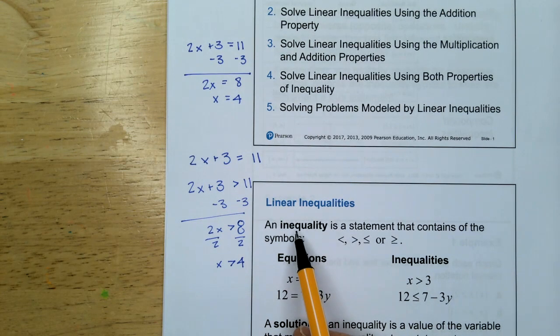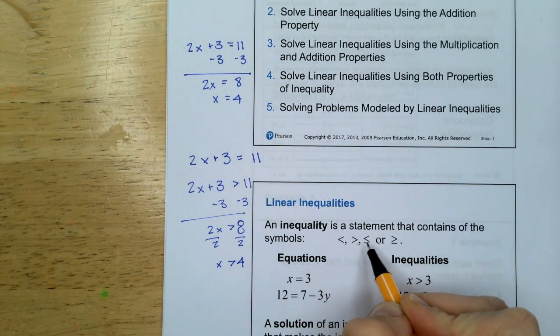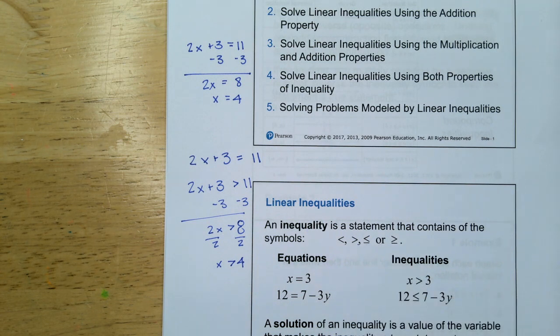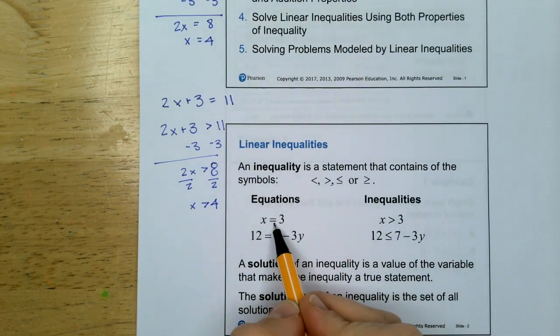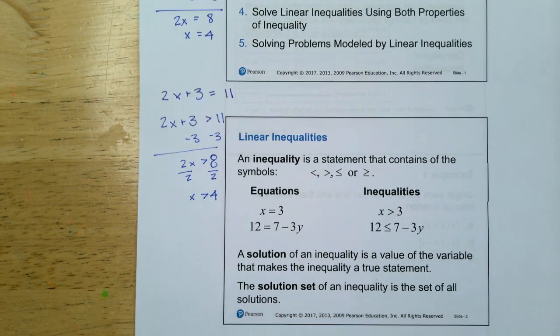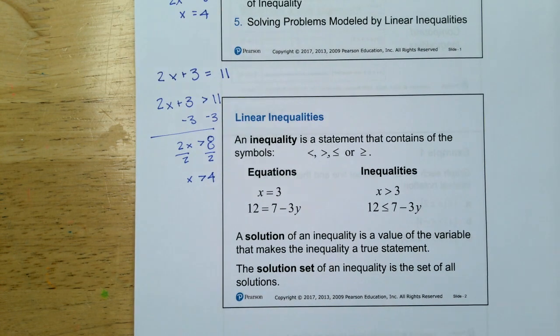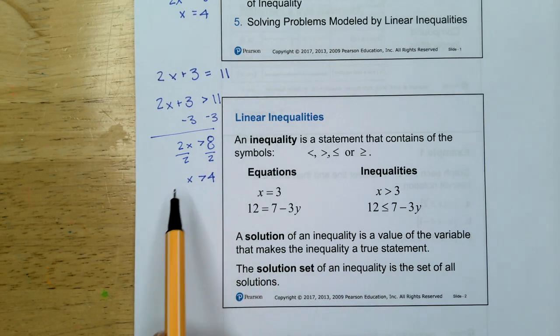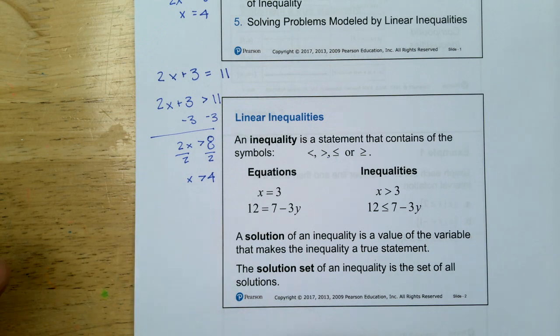So instead of an equal sign, it has one of these symbols: less than, greater than, less than or equal to, greater than or equal to, okay? Memorize those. Equations have an equal sign, inequalities have one of these 4 inequality symbols. The solution of an inequality is a value of the variable that makes the inequality a true statement. So we could say the solution to this is 5. The solution to this is 100, right? But the solution set is all the possible answers.